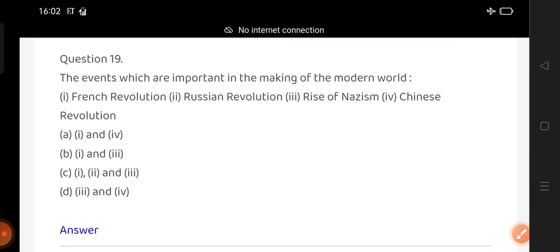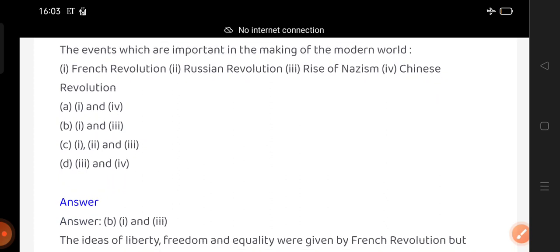Then question number 19. The events which are important in the making of the modern world. Options are French Revolution, Russian Revolution, rise of Nazism, Chinese Revolution. We are talking about the French Revolution, so you can guess the answer. Counting begins. 1, 2, 3, 4. Answer disclose. Okay, answer B, 1 and 3. French Revolution and the event which are important in the making of the modern world.